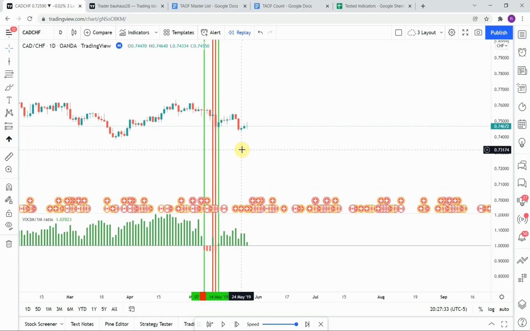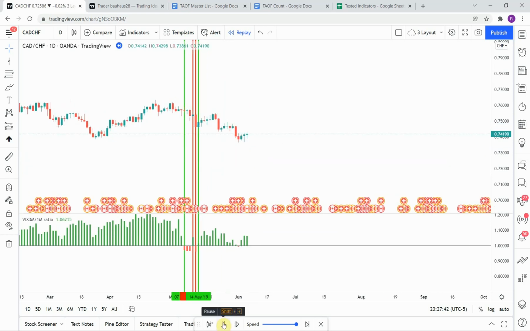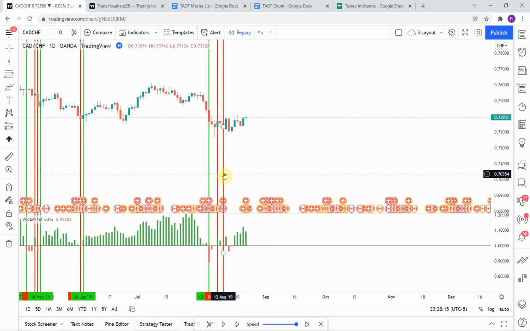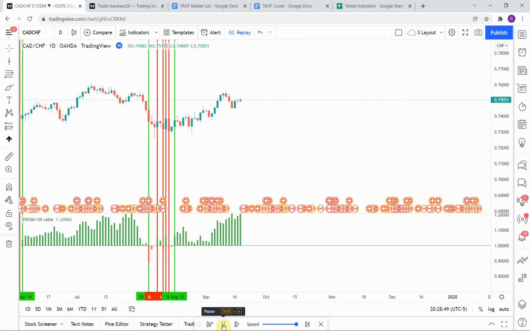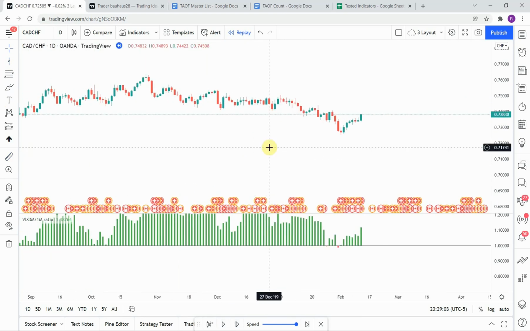So what I'm going to do here is go ahead and fast forward the testing, that way things don't get too long, and we'll pick this up when we're at the end of the year. All right, so that puts us at the end of the year right there.